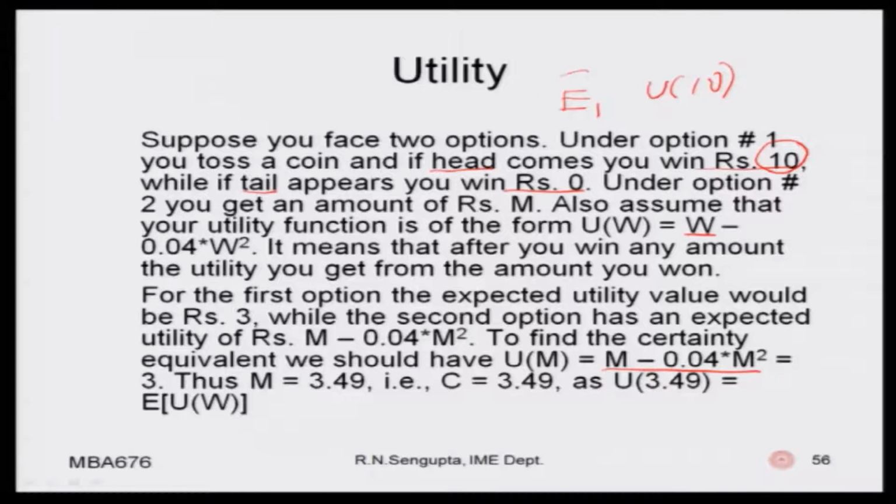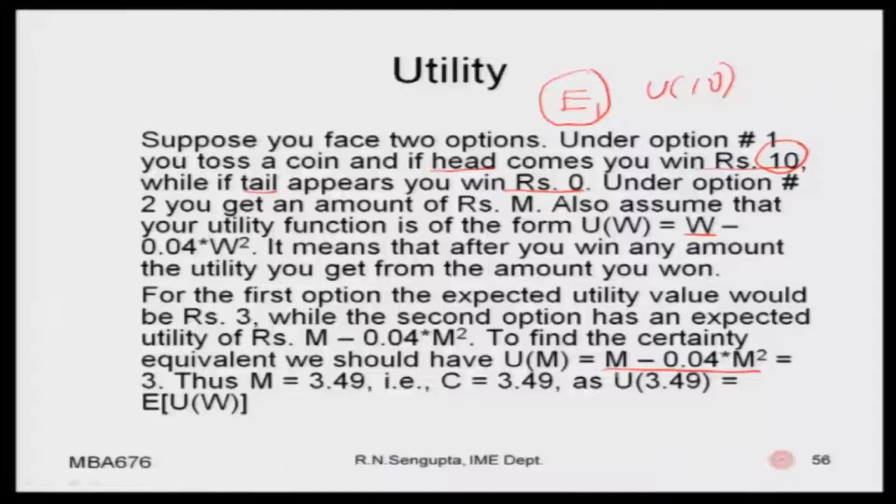So based on that you will find out the value of E1, and once you find out the value of E1, you have to equate it on the right hand side. On the left hand side you already have a utility based on the value of M. Now remember that certain equivalent means a case in which the outcomes are deterministic, in the sense the probability is 1. So once you multiply the utility by the probability 1, the value of the certainty equivalent which you find out is 3.49.